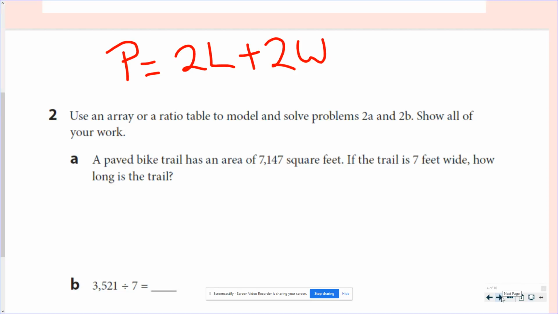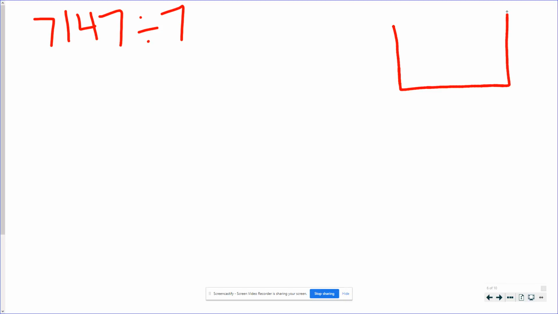For those of you that have taken the time to try to solve it yourself, I'm going to go through quickly right now to show you how I would solve this problem using a ratio table. We have 7,147 divided by 7. I'm just going to draw a visual to help us. One side is 7. The area is 7,147.